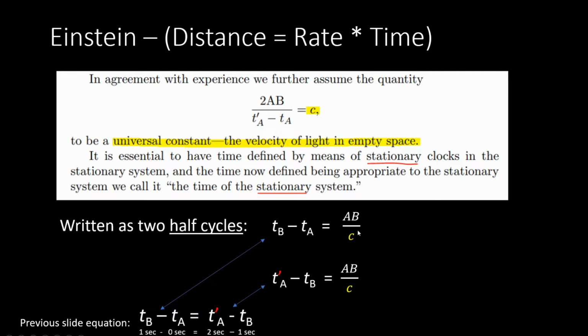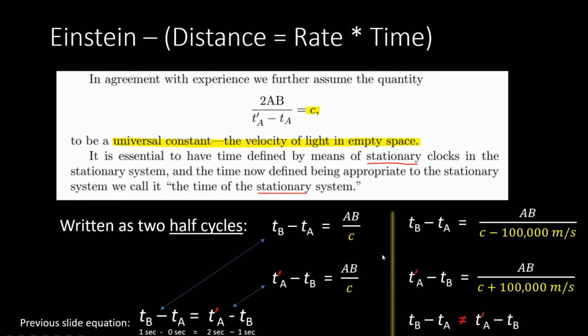Just for fun, let's see what this equation would look like if the speed of light was not constant. So we could just simply subtract a velocity from the speed of light, and on this first half cycle, the light pulse would just move slower. And then on the way back, we could add a velocity and it would come back faster. Then obviously, time interval 1 would not equal time interval 2. Now, where am I going with this?